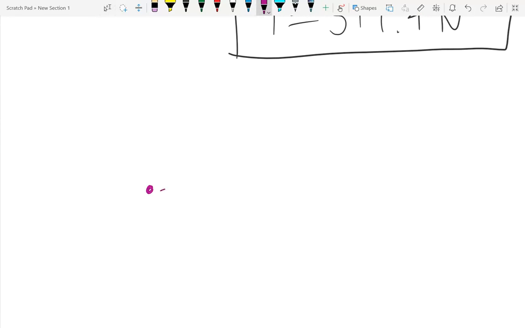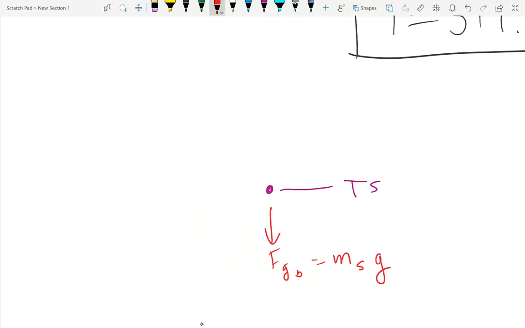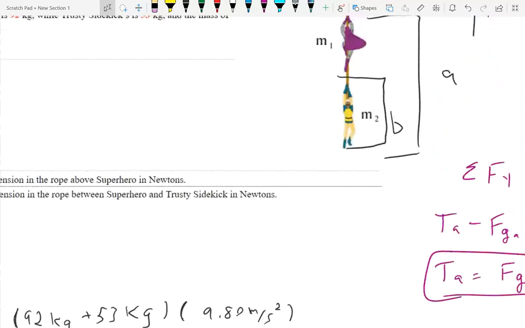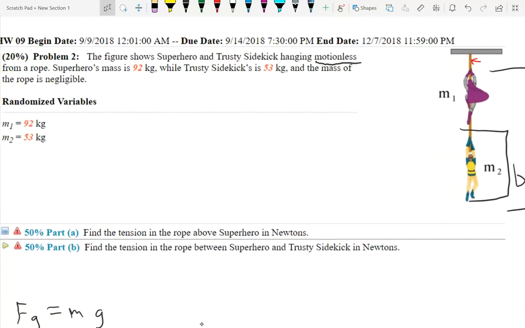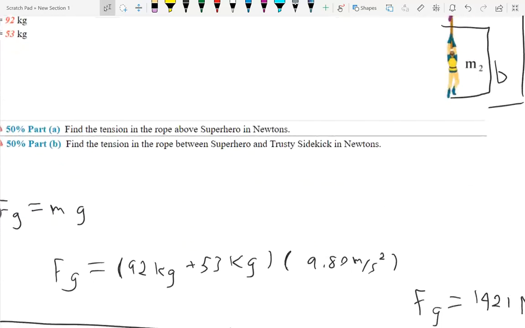He's my object now. TS for trusty sidekick. Forces acting on him are, again, force of gravity, but now it's just the mass of the sidekick times G. Yes? So how exactly did you know that when it's talking about in between, that it wouldn't be the superhero, that it'd be the sidekick or whatever? Because the picture has the sidekick below the superhero. So you just know that the one below, anytime you're talking about tension between them, it would be the person that's under? Like, that's what I'm wondering.